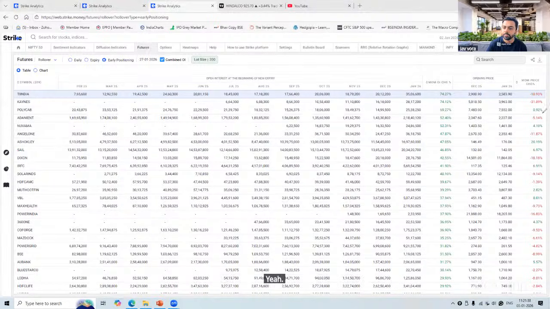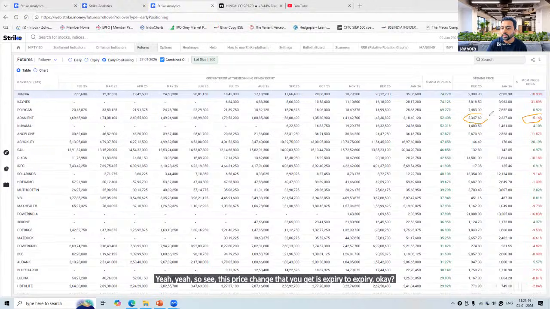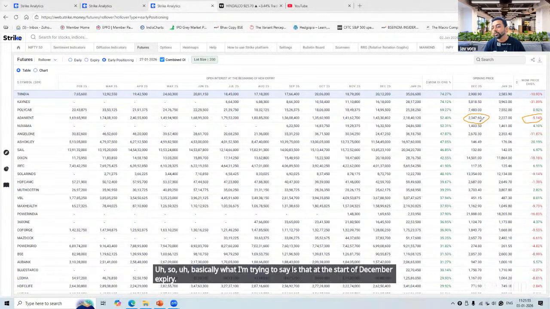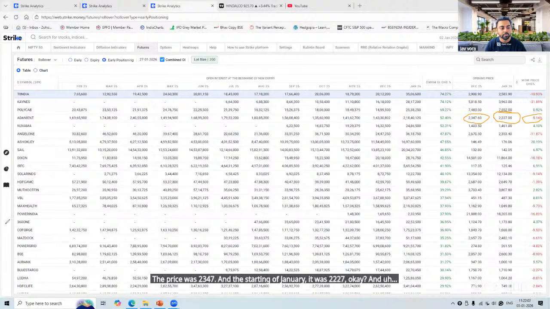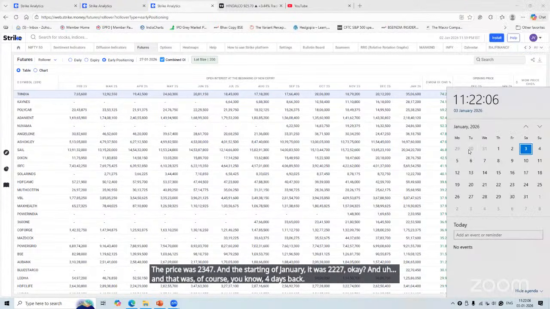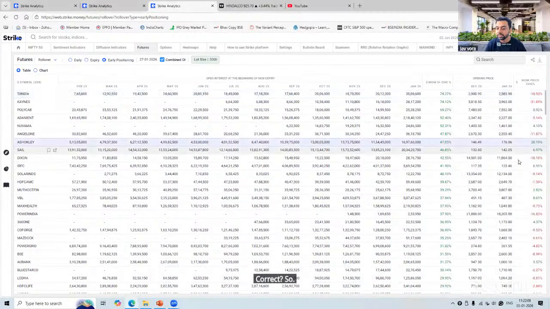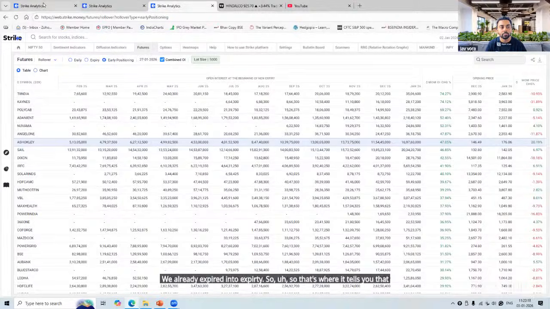See, this price change that you get is expiry to expiry. This means that in the last expiry, at the start of December expiry, the price was 2347, and at the starting of Jan expiry, it was 2227. That was of course 4 days back, correct? So this data that you see is purely expiry to expiry. That's where it tells you that there was a short buildup.